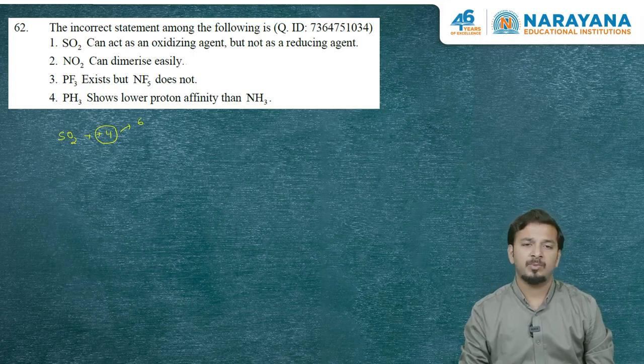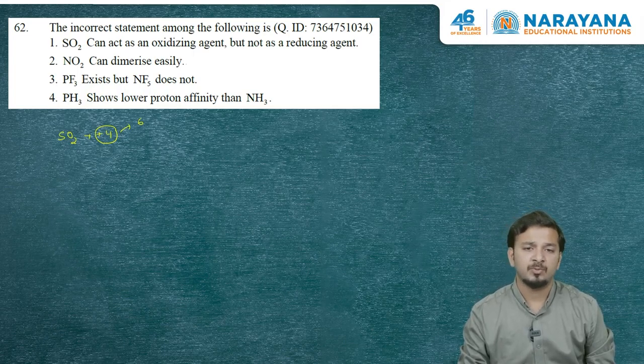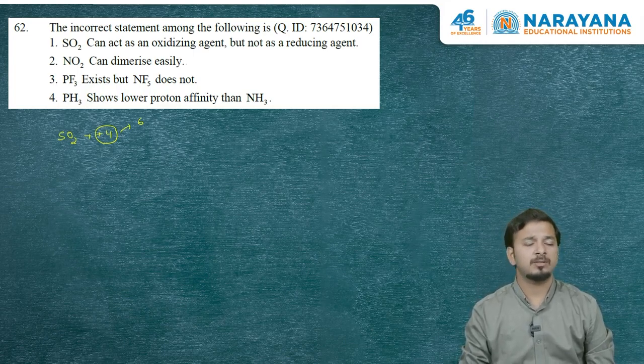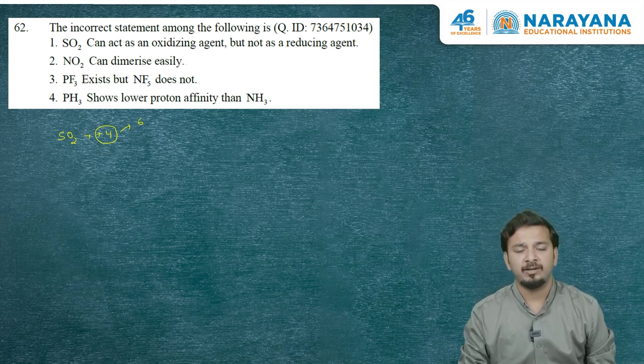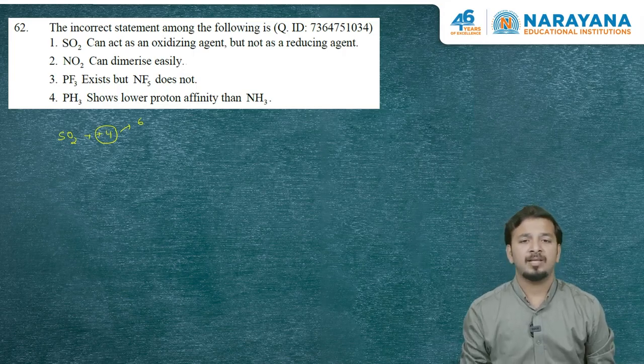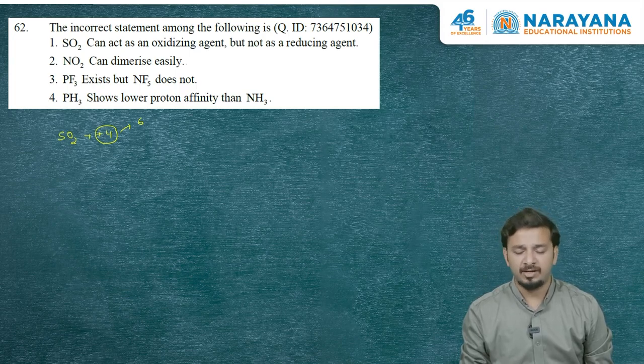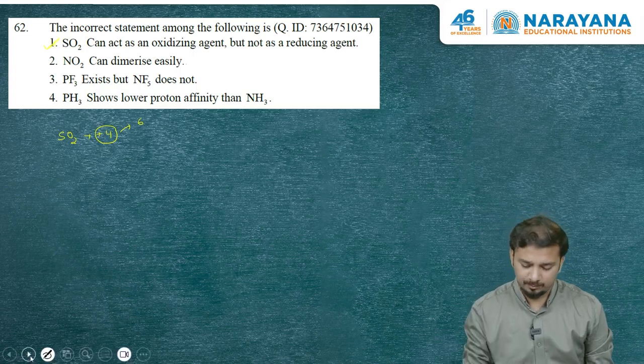If you see other statements, NO2 can dimerize easily. Yes, that is correct. It will be converted to N2O4. Third statement says PF3 exists but NF5 does not. That is also correct because nitrogen does not have any vacant d orbital, so it cannot expand its valency. And last statement says PH3 shows lower proton affinity than NH3. That is also correct. We know that as we move down the group, the basic nature will decrease. So PH3 will show lower proton affinity than NH3. So correct answer for this question is option 1.